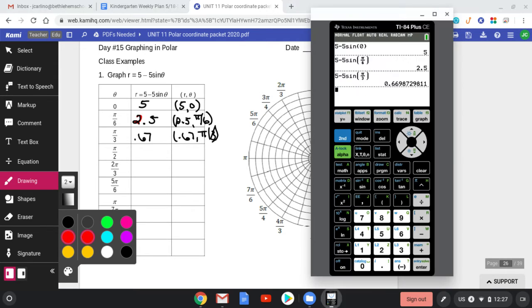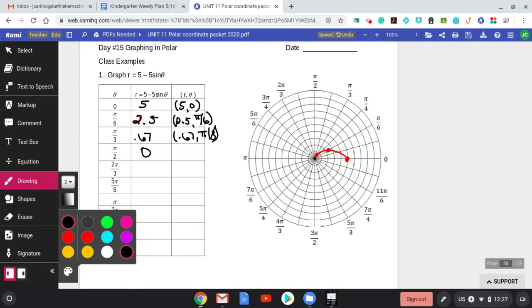Pi over 2. 5 minus 5 sine of pi over 2 is 0. Look at that, 0. So I'm going to do 0 comma pi over 2. Now, where's that point going to be? That's going to be right at the pole, right? That's going to be right at the pole, 0. So we connect that one. Let's keep doing a couple more here.